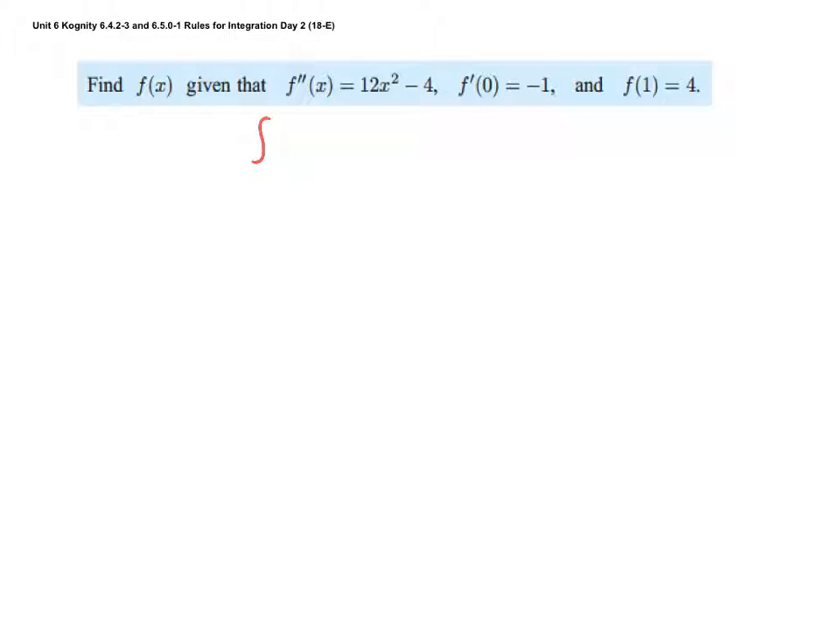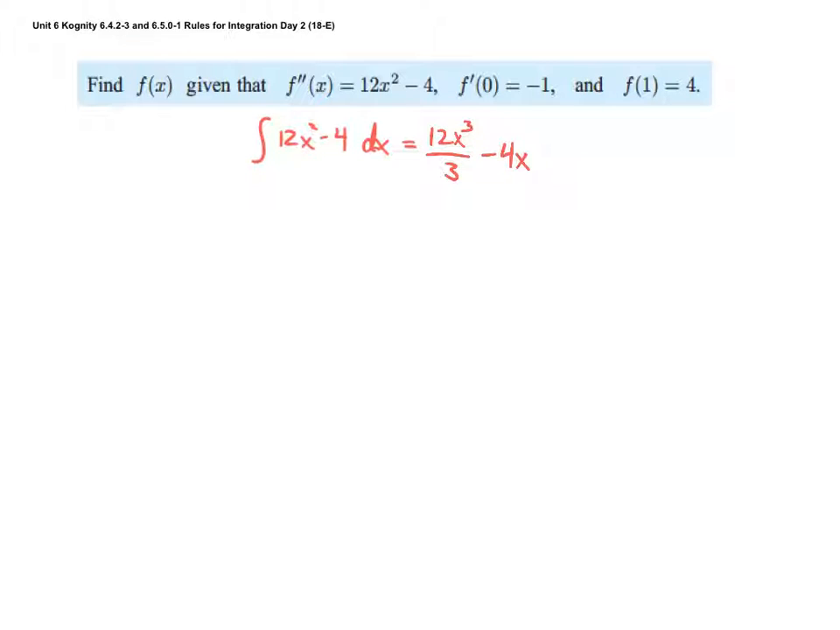If I do the integral of the second derivative, 12x squared minus 4 dx, the integral of 12x squared is 12x cubed over 3, minus the integral of 4. What's the integral of 4? 4x, plus c.